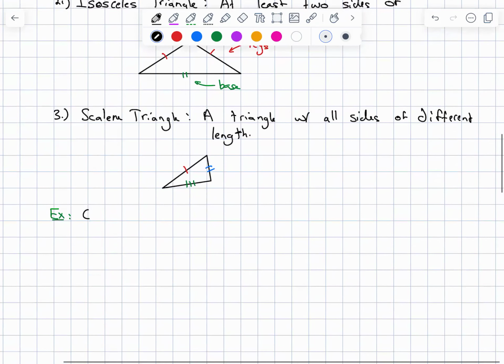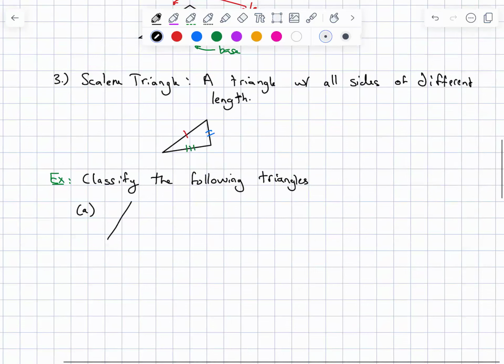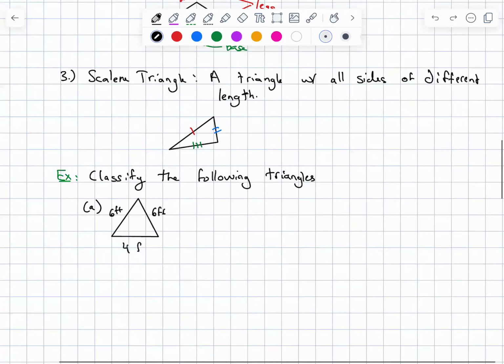So now you have the ability to be a Starbucks barista now that you know these different classifications. So classify the following triangles. Part A, and we're just going to do them right above. It's going to be this type of triangle, and it's going to say 6 feet, 6 feet, and then the bottom is 4 feet. Terrible handwriting.